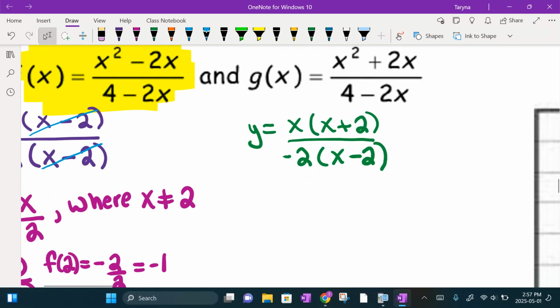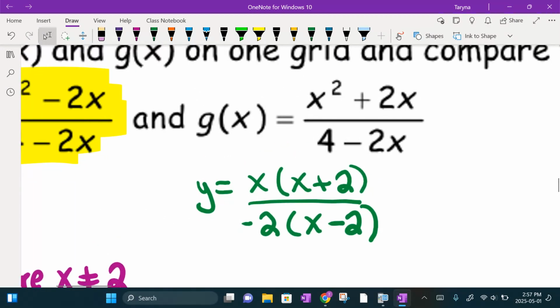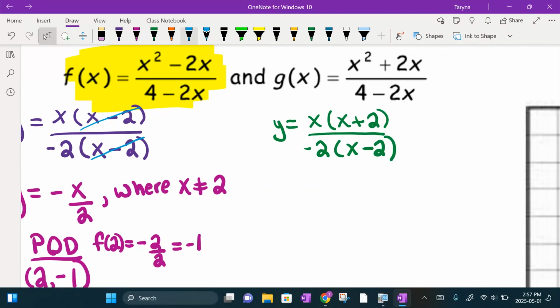So this one, still no horizontal though, do you guys agree? Because it's still bigger on top, so that didn't change. So this one has a vertical asymptote. If it doesn't divide out, it stays a vertical asymptote. So this one's going to have a vertical asymptote at x equals 2.